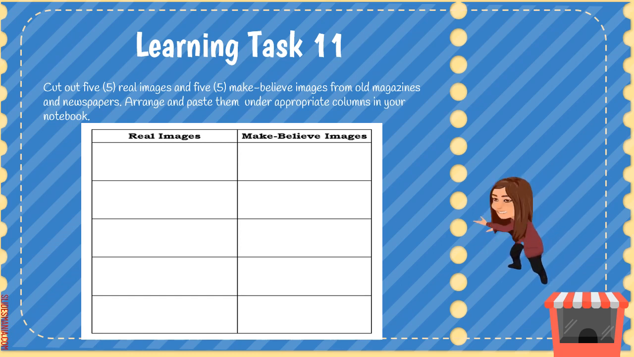Now let's go to learning task number 11. Now you have to cut out 5 real images and 5 make-believe images from old magazines and newspapers. Arrange and paste them under appropriate columns in your notebook. So in your notebook, you will make a chart like this one in the white box. So the first column is about real images. So you will cut out 5 real images and place it under the first column. And in the next column, we have the make-believe images. Cut out from old magazines and newspapers that show make-believe images and place it in that column.